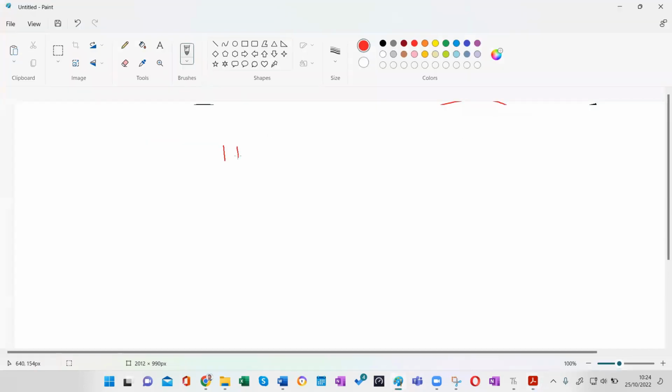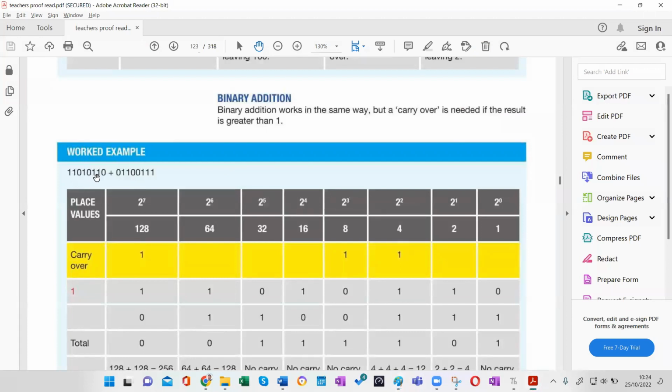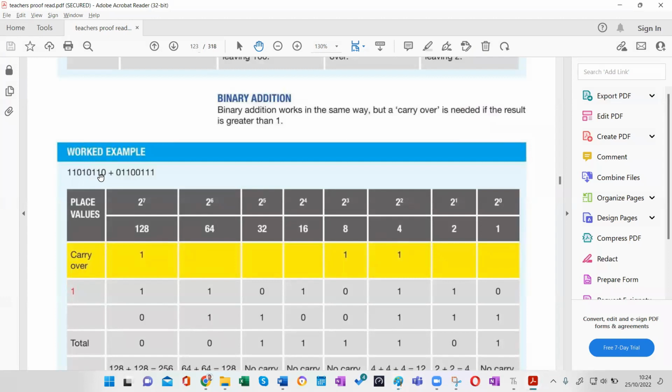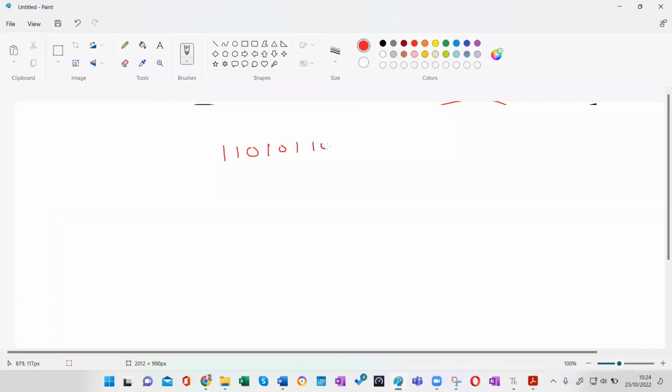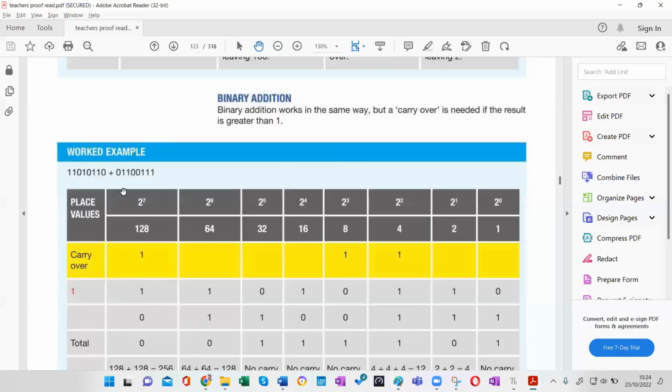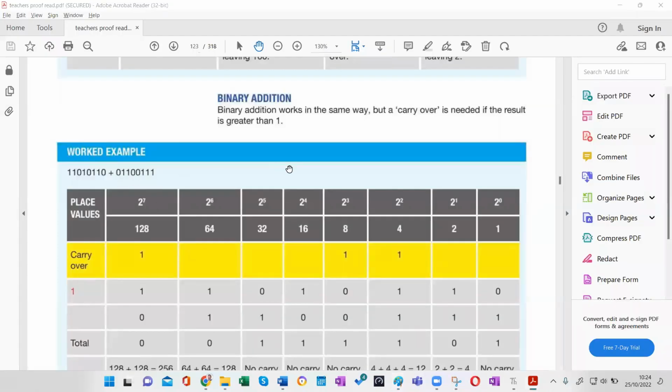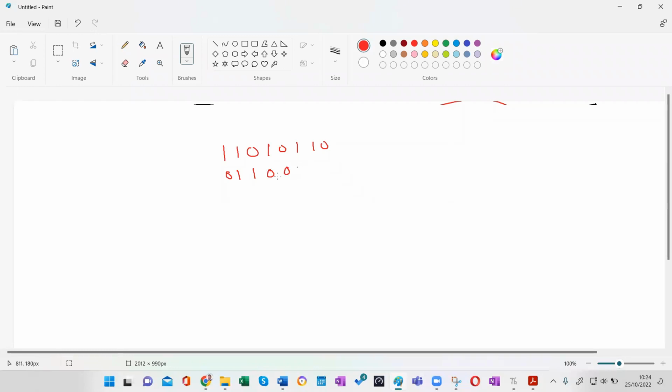110. You also take a piece of paper or take your exercise book and do this along with me. 110, 101, 10. 1, 2, 3, 4, 5, 6, 7, 8. We have 8 bits here, right? Okay, we are going to add that to this one. 0, 1, 1. You also do it. 0, 1, 1, 0, 0. If you do it yourself, you will understand this, right? 1, 1, 1. Okay, we are going to add this.